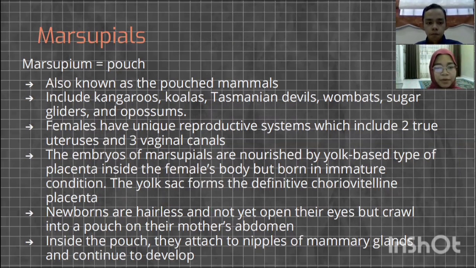The embryos of marsupials are nourished by a yolk-based type of placenta inside the female's body, but are born in an immature condition. I will explain this later. The yolk sac forms the definitive choriovitelline placenta. The newborns are hairless and have not yet opened their eyes, but they will crawl into a pouch on their mother's abdomen. Inside the pouch, they attach to nipples of mammary glands and continue to develop.